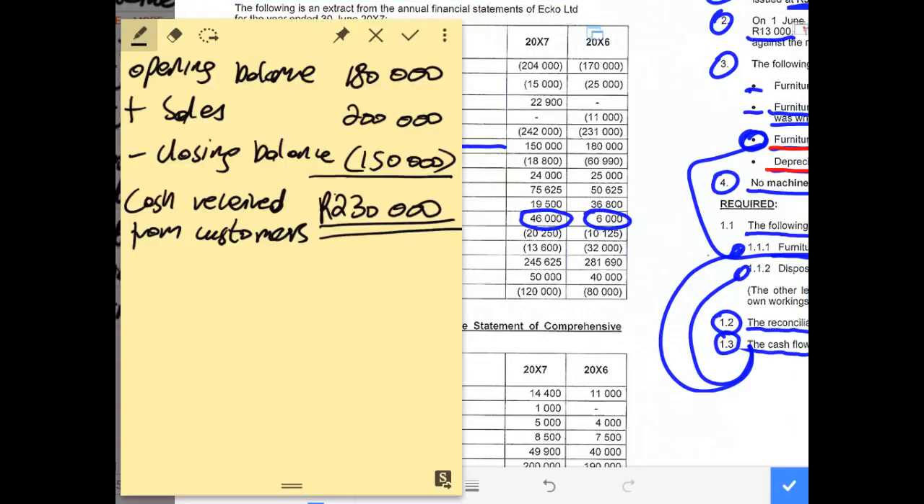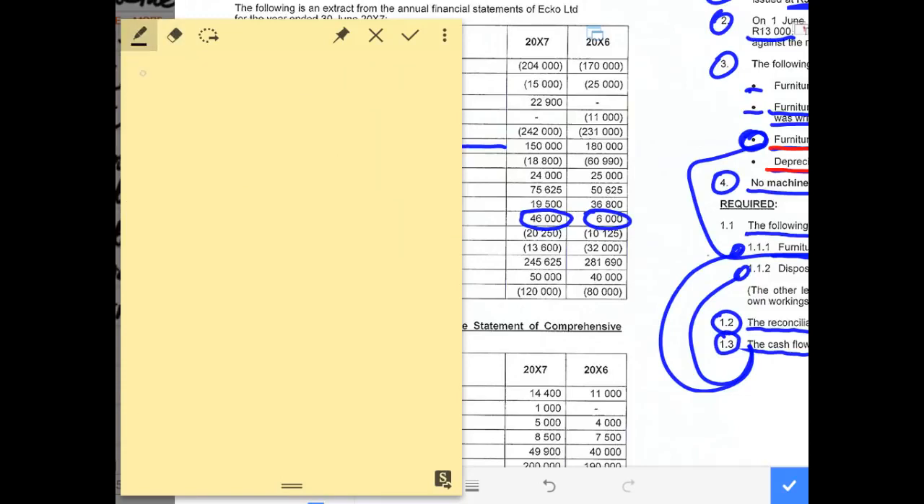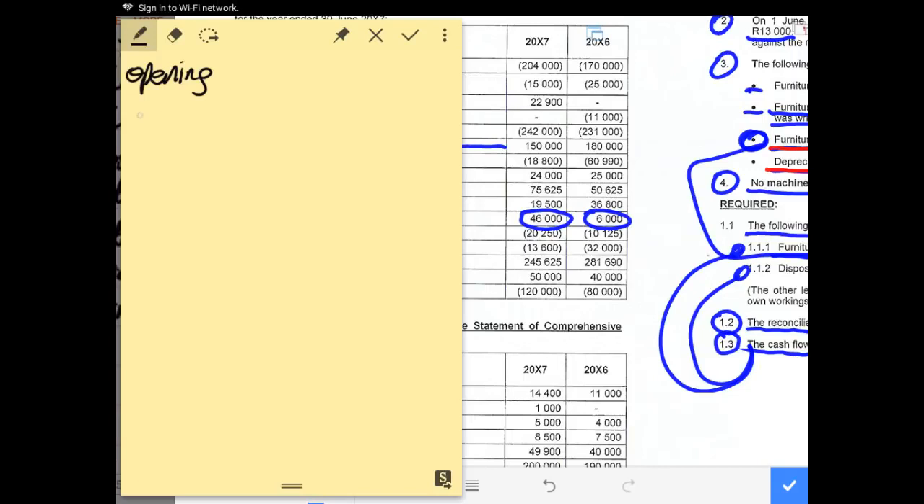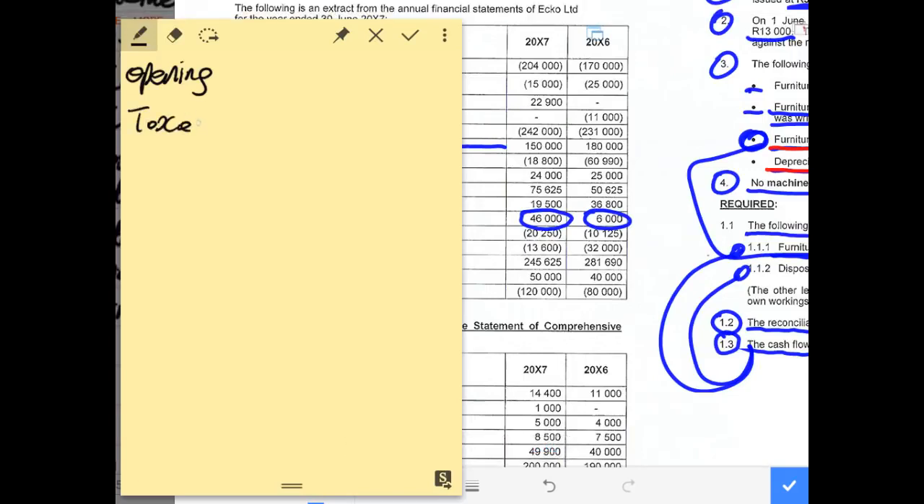Therefore, it means we have to calculate our taxation, where we do the same thing and say opening balance, then taxation expense, then closing balance. Please take note that when it comes to tax, our opening balance is an asset. So the opening balance is the one that will be negative. Opening balance is an asset of 6,000 and it is the one that will be negative.